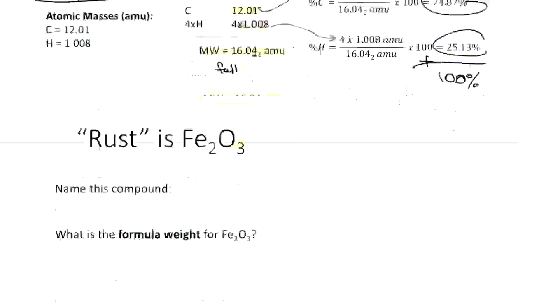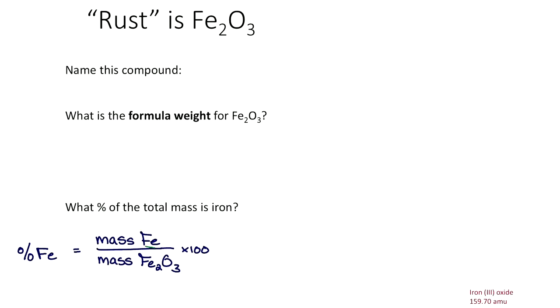All right, so, okay, let's do another example. Rust is Fe2O3. Let's name this compound. What is it? So first, remember, chapter 2 review, is this ionic or molecular? Ionic. How do you know it's ionic? Iron. Iron is a metal. Metals typically are cations. So what is this?